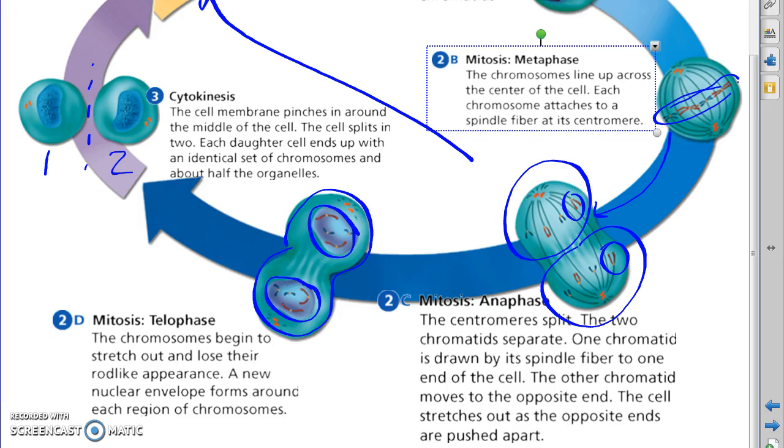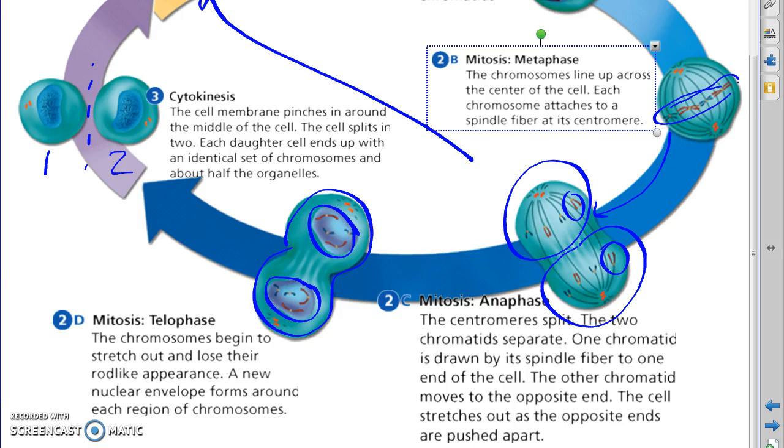We started with 1 parent cell, it splits into 2 and becomes 2 new daughter cells, each of them with about half the organelles, but identical sets of chromosomes and genetic material.